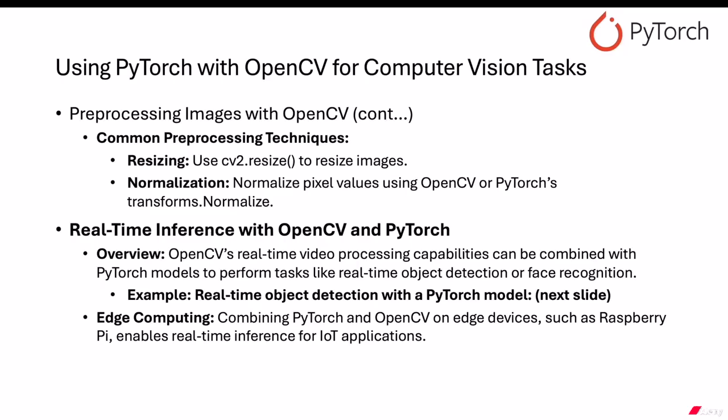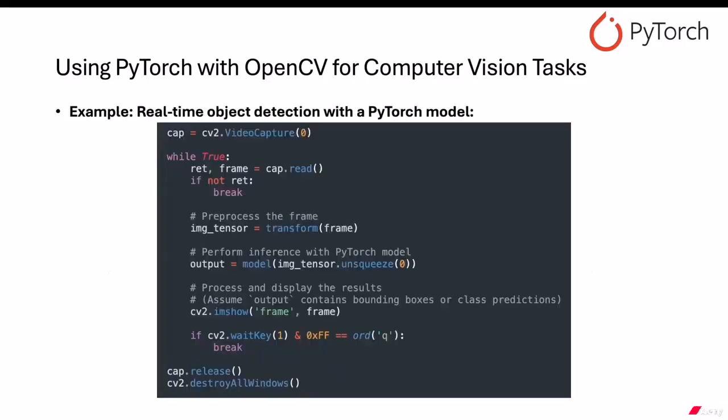Real-time inference with OpenCV and PyTorch. OpenCV's real-time video processing capabilities can be combined with PyTorch's models to perform tasks like real-time object detection or face recognition. Example is on the next slide, but before that, edge computing: combining PyTorch and OpenCV on edge devices such as Raspberry Pi enables real-time inference for IoT applications. Let's look at an example.